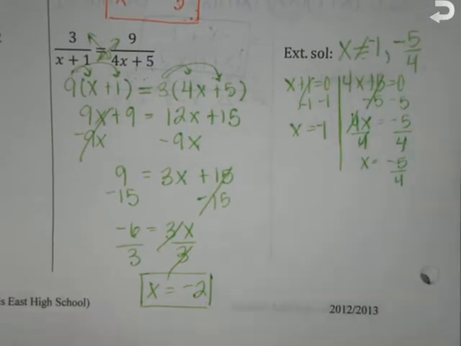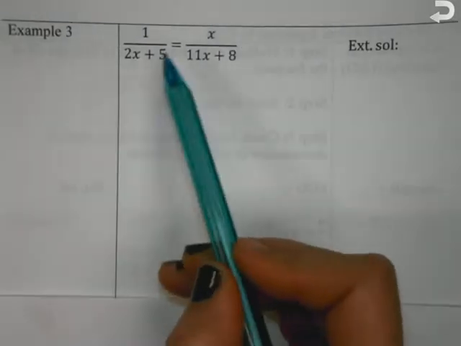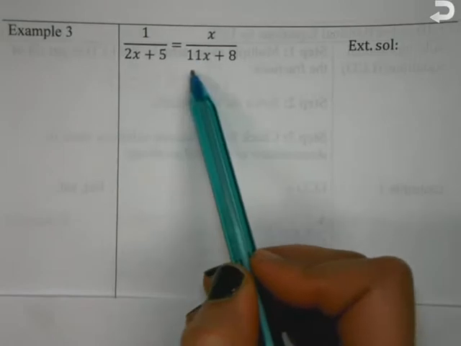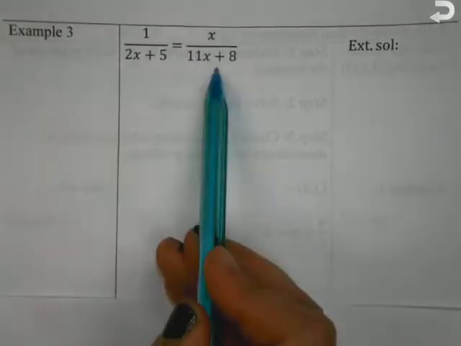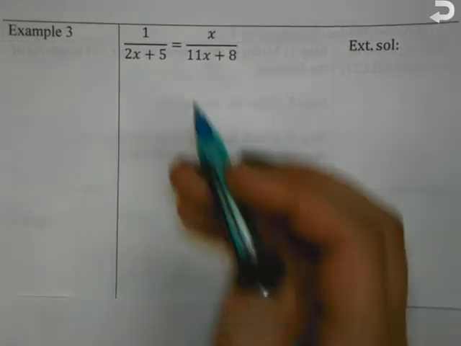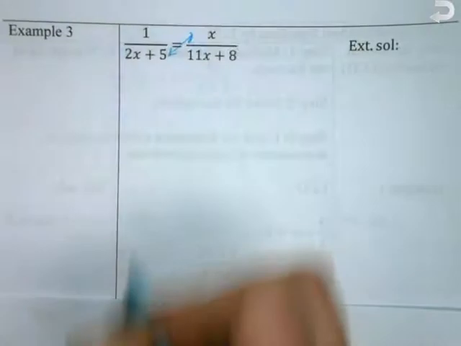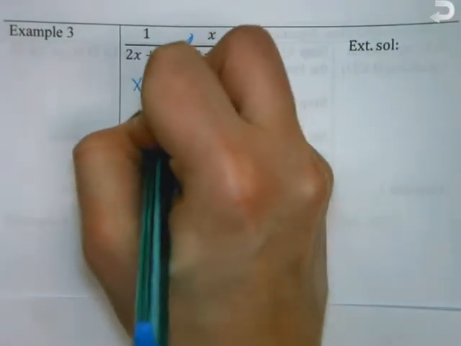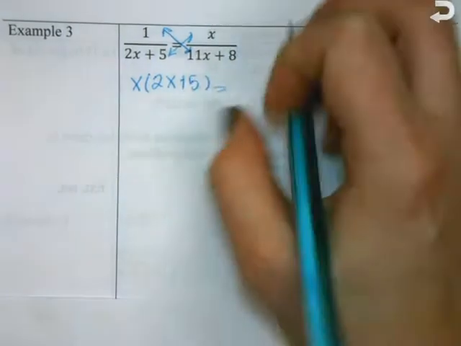Okay, example 3. 1 over 2x plus 5 equals x over 11x plus 8. Do I have one fraction on each side? Yes. Can I cross multiply? Yes. Okay. So that's going to give me x times 2x plus 5 equals 1 times 11x plus 8. So just 11x plus 8 is fine.